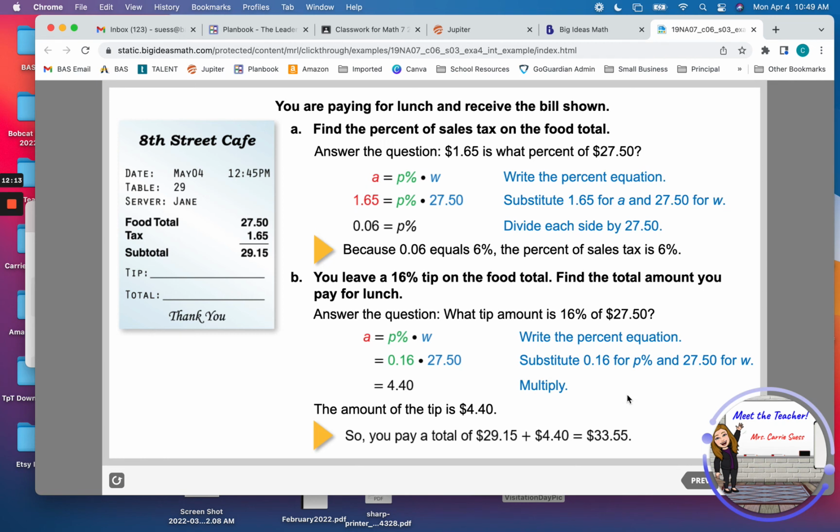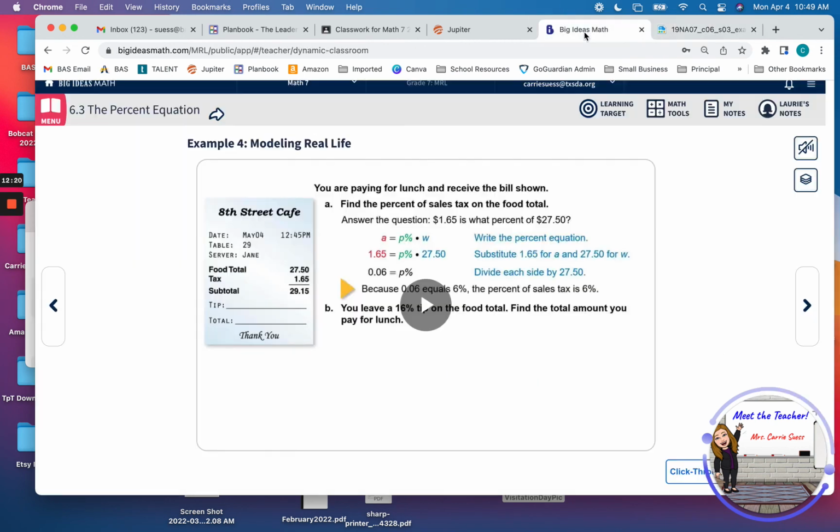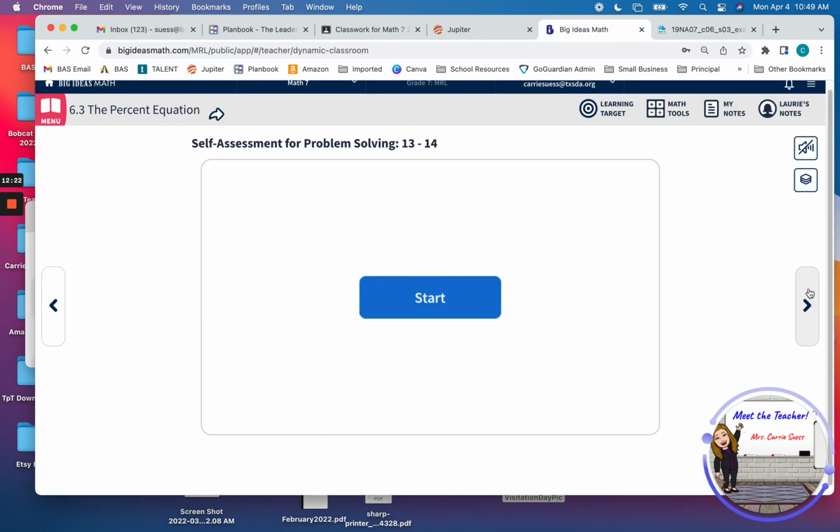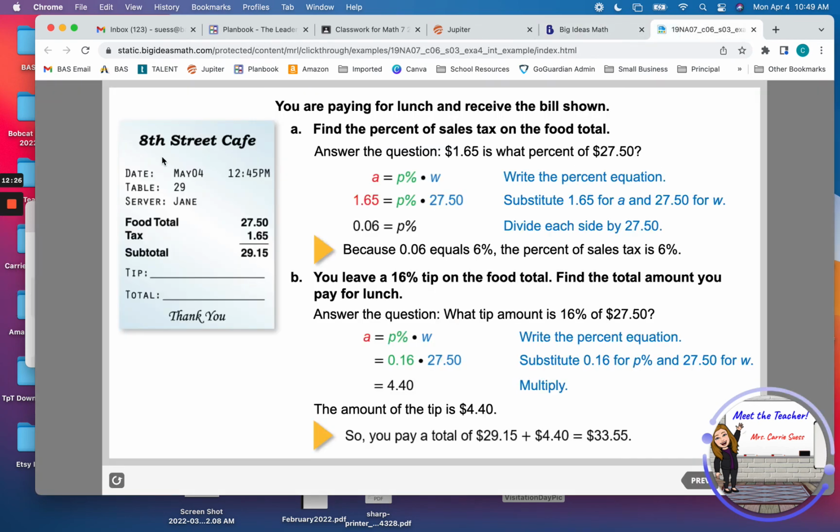Any questions? Okay, I'll leave that up so you can finish copying it. You need to finish your self-assess all the way through number 14. It is due tomorrow.